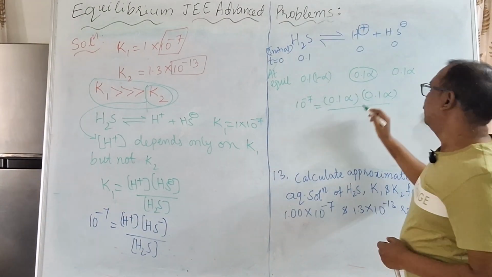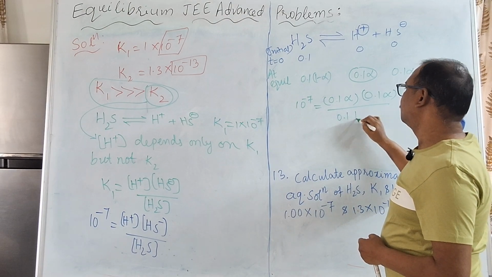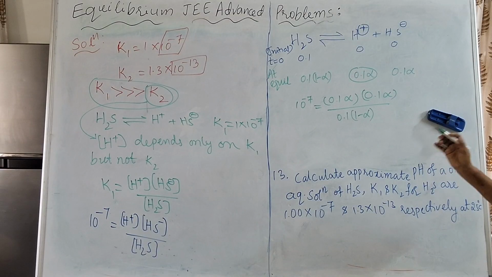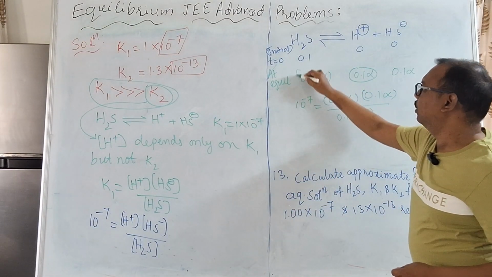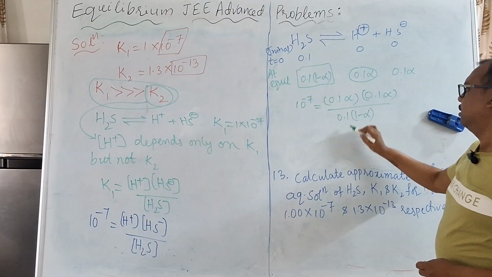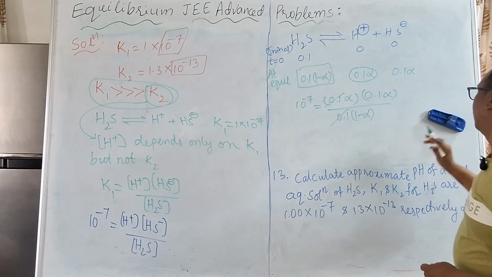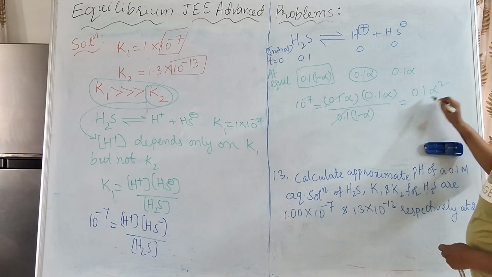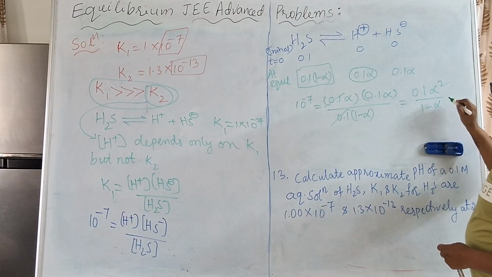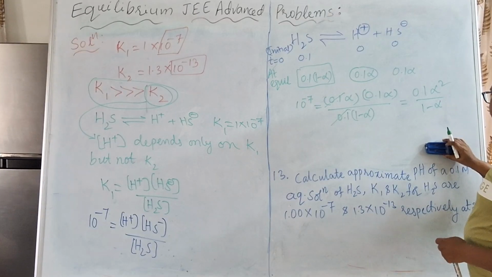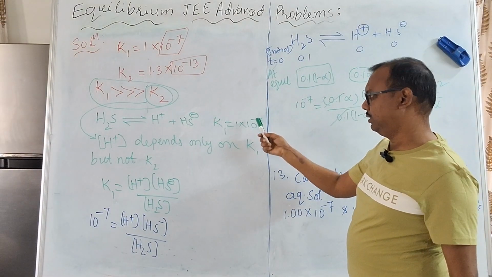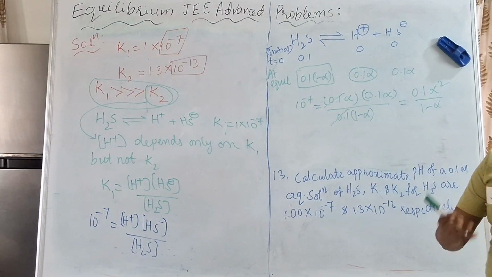Okay, right. Next, what can we write? 0.1 into 1 minus alpha. This is the overall expression we can write. H2S is written as 0.1 into 1 minus alpha. 0.1, 0.1 cancelled out, and you can rewrite the equation as 0.1 alpha square by 1 minus alpha. Okay, yes. But the point we have to understand here is the value of K1, it is 10 power minus 7. It is comparatively very small.